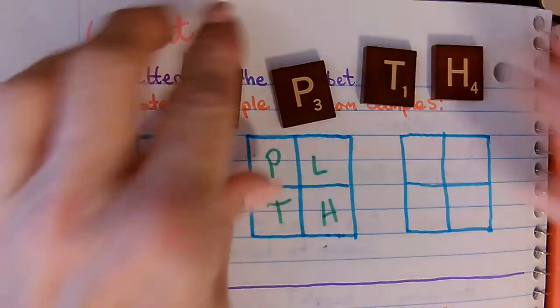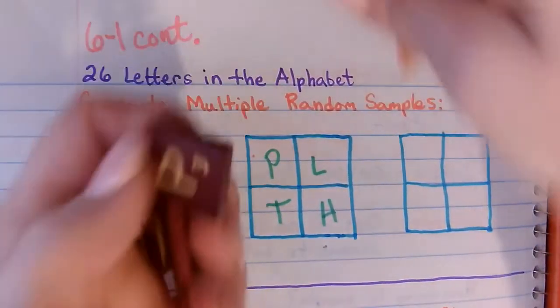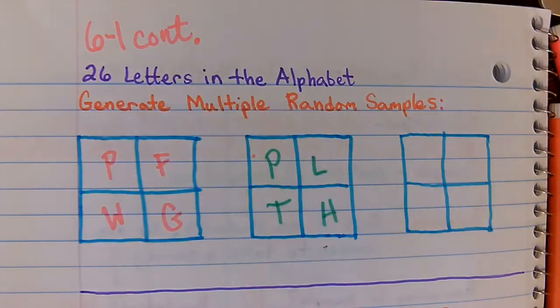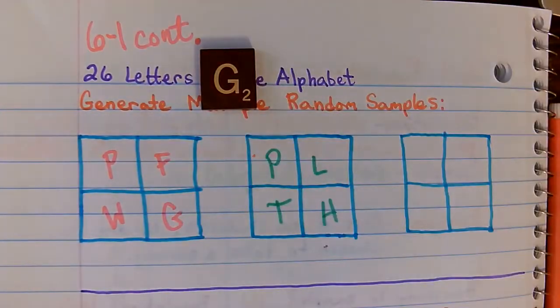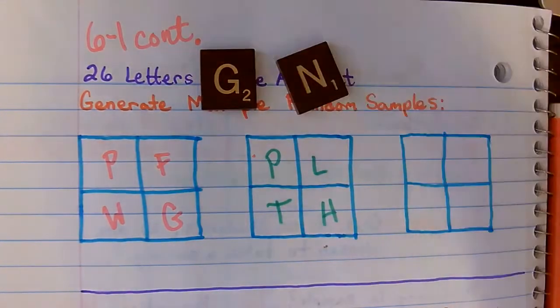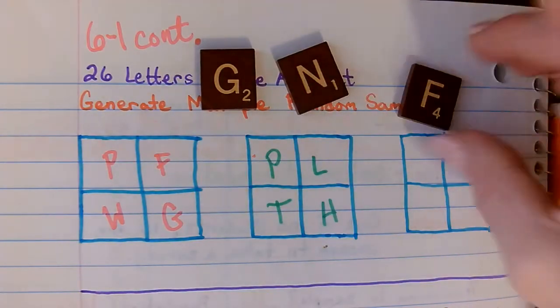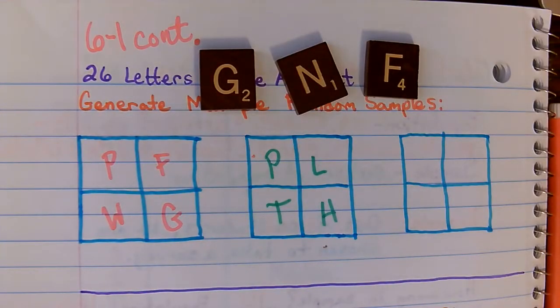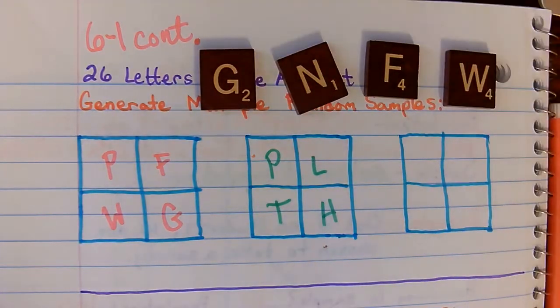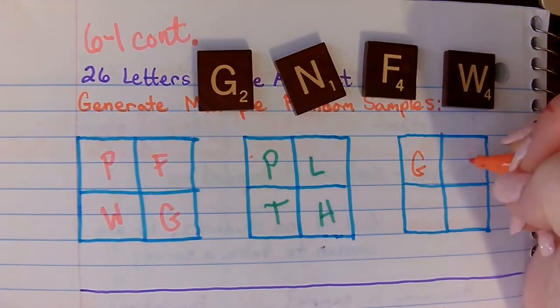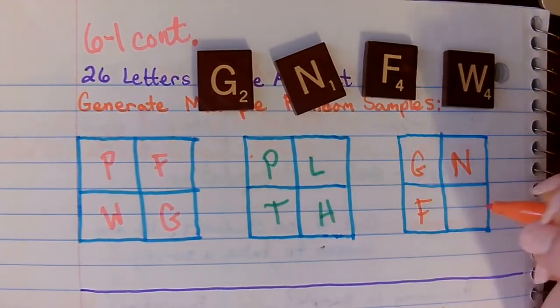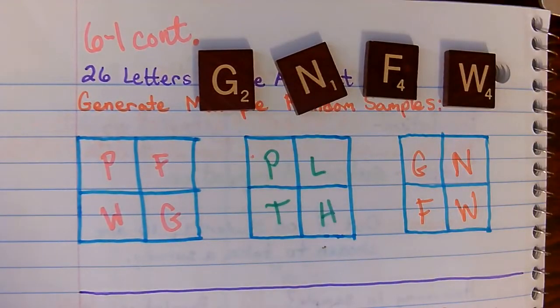Let's try this one more time. Four tiles. We get G, we get N, we get F, maybe I'm not digging enough, and we get W. Interesting. So in this one, we get G, N, F, and W.